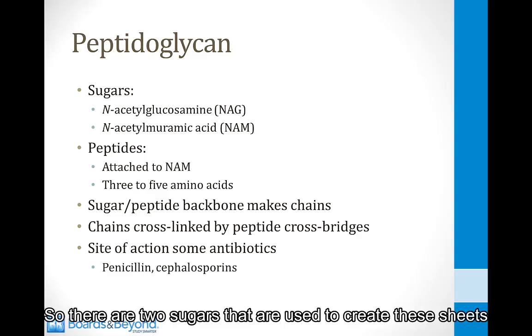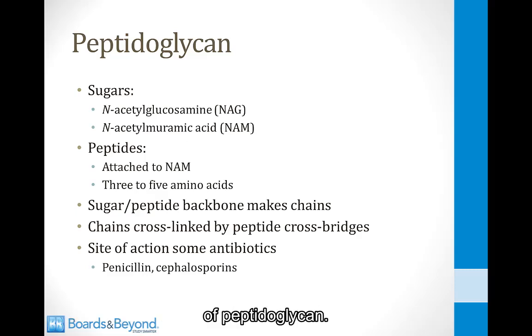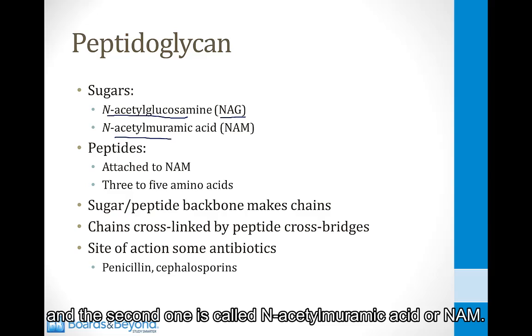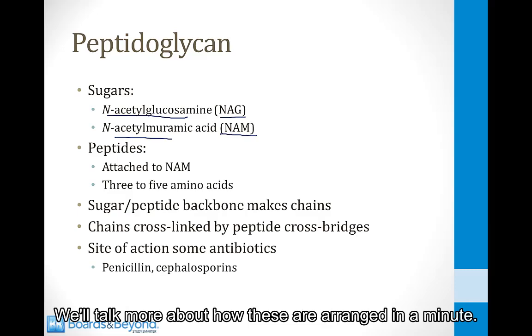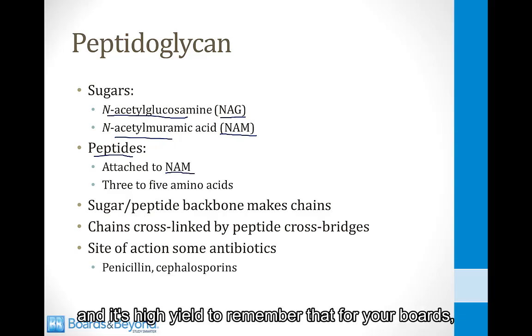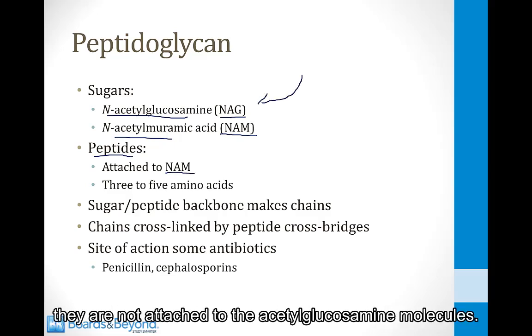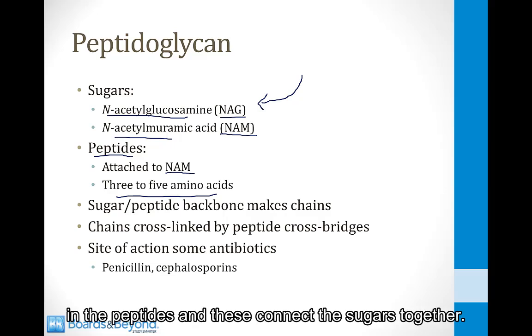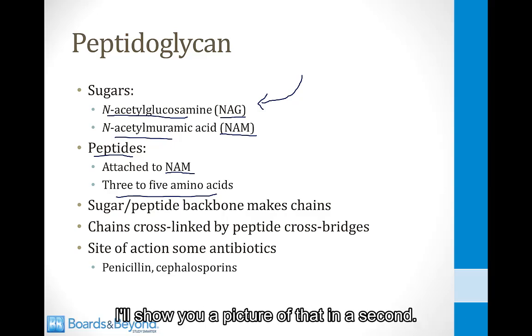So there are two sugars that are used to create these sheets of peptidoglycan. The first sugar is called N-acetylglucosamine, or NAG, and the second one is called N-acetylmuramic acid, or NAM, and we'll talk more about how these are arranged in a minute. The peptides are always attached to the NAM molecules, and it's high yield to remember that for your boards. They are not attached to the acetylglucosamine molecules. And there are about 3 to 5 amino acids in the peptides, and these connect the sugars together. I'll show you a picture of that in a second.